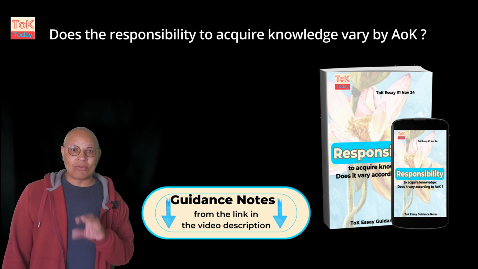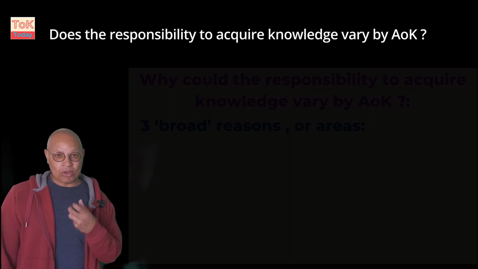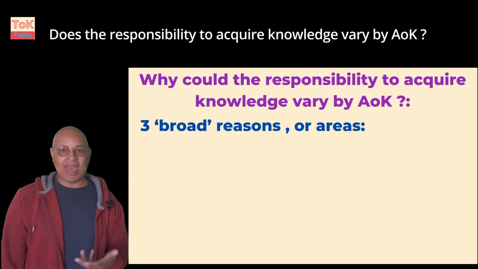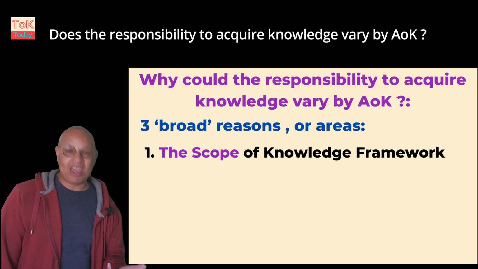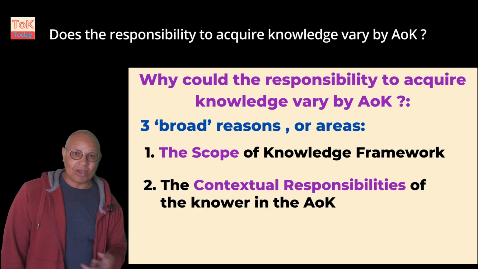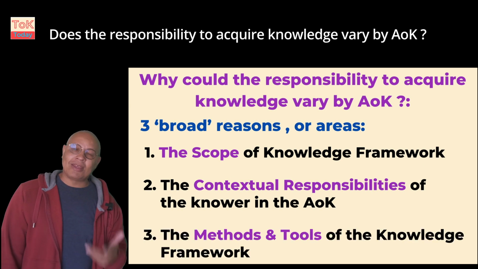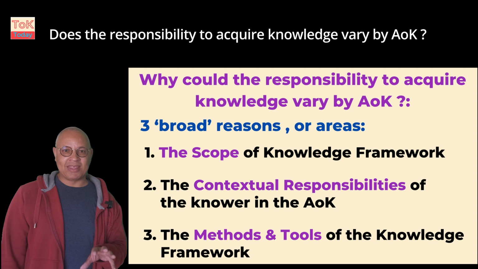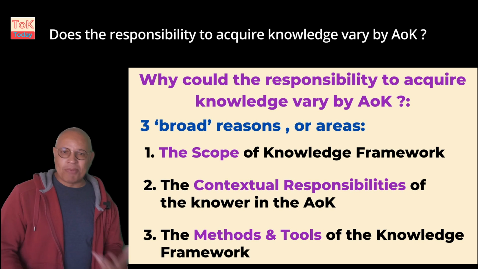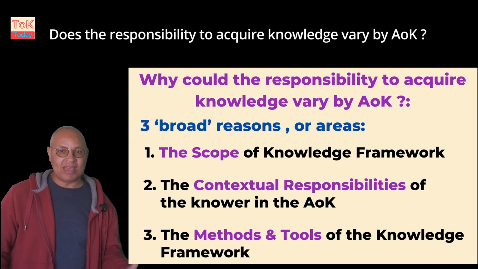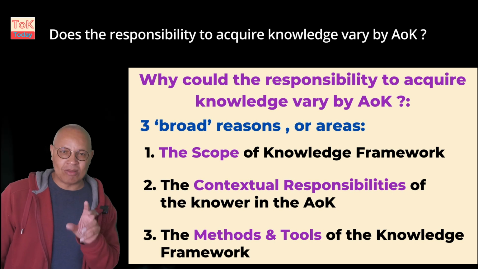So we're going to start with 3 broad reasons or areas why the responsibility to acquire knowledge could vary according to area of knowledge. They are, firstly, the scope and purpose and application of the area of knowledge. Secondly, the contextual responsibilities of the knower within this area of knowledge. And thirdly, the methods and tools used by the area of knowledge. Now, these are very broad areas, and you probably wouldn't cover all 3 in one ToK essay. But let me take just a moment to explain each one in a little more detail.